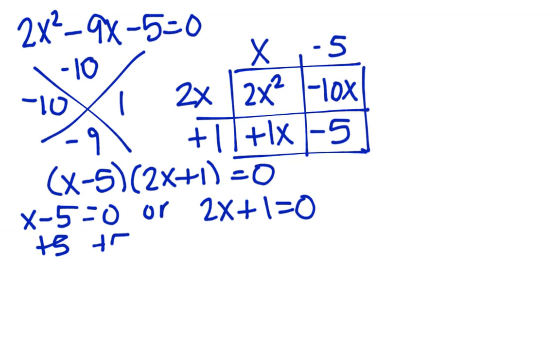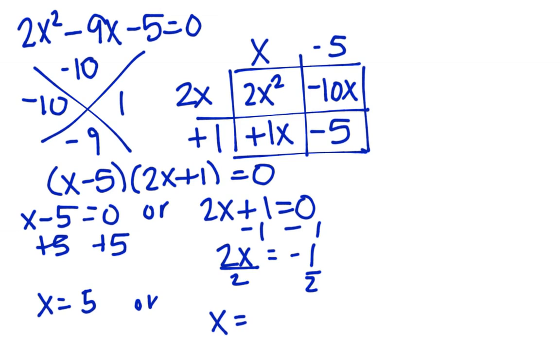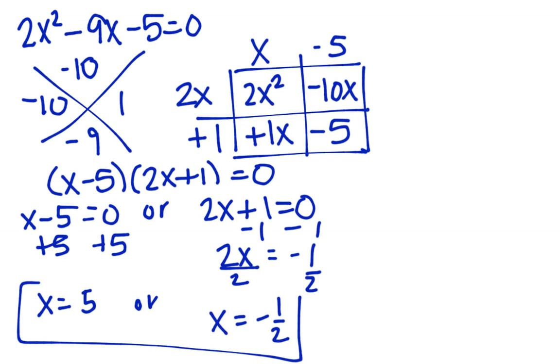Solve the first one for x by adding 5, and that gives me x equals 5. The second one, we're going to subtract 1 first, which gives me 2x equals negative 1. Divide by 2, and that gives me x equals negative 1/2. And remember, we do want to leave that answer in fraction form.